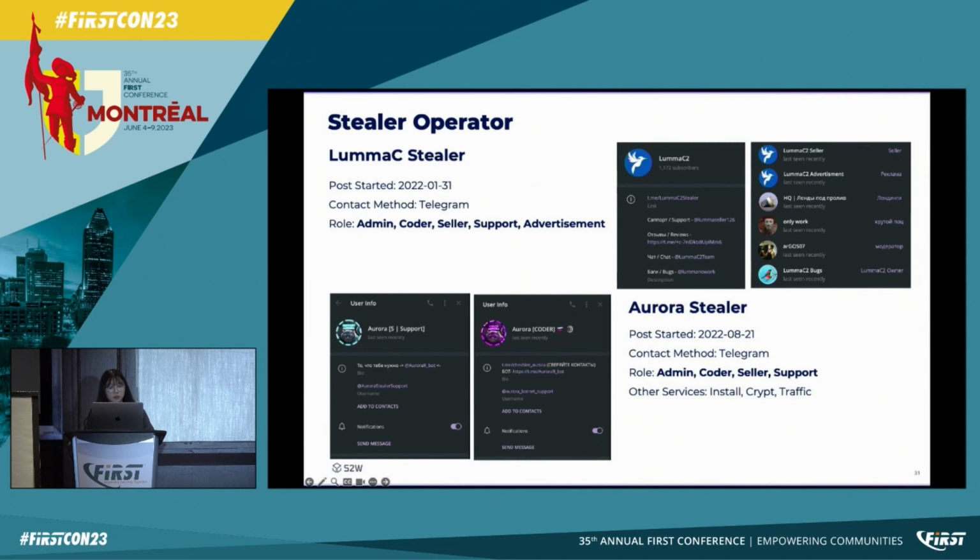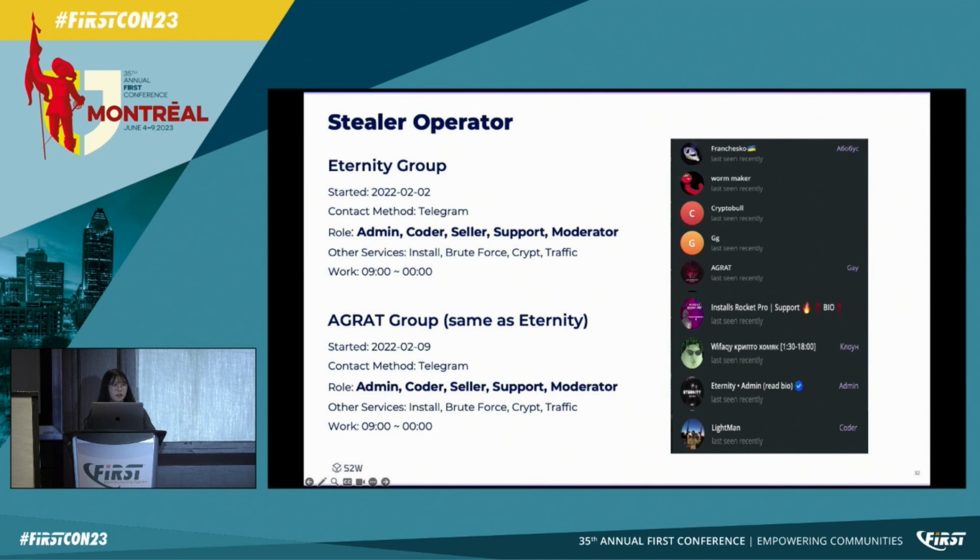Here are some cases that have a structured system: Lumma, Aurora, and Eternity. The interesting thing about these groups is that they also have concepts like working hours of 9 to 6, a week of vacation time, or bonuses, just like any other organization. Not only that, but they're splitting up from one team into smaller teams selling the same stealer. Eternity Group is the prime example of this, with the same stealer being sold by the team named Agret. They are identical in everything, including update timing, the contents of announcements, the history of updates, and even the stealer, but the name. And that's how they earn the money.